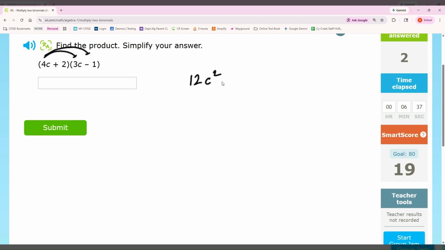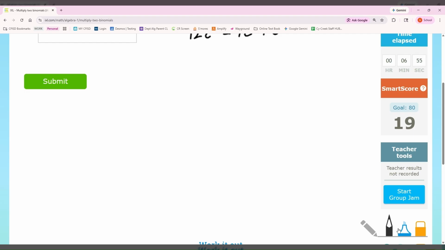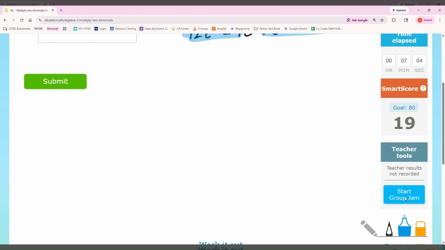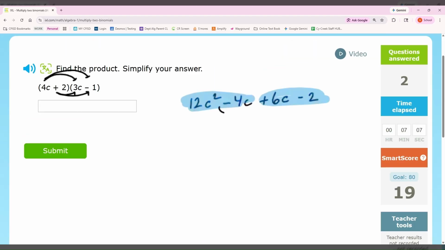4c times -1 is going to give me -4c. Then 2 times 3c is going to give me positive 6c. Then 2 times -1 is going to give me -2. So, just to discuss some things, if we're looking at our area model, these two terms would be in that first column, and these two terms would be in that second column in terms of looking for your product.